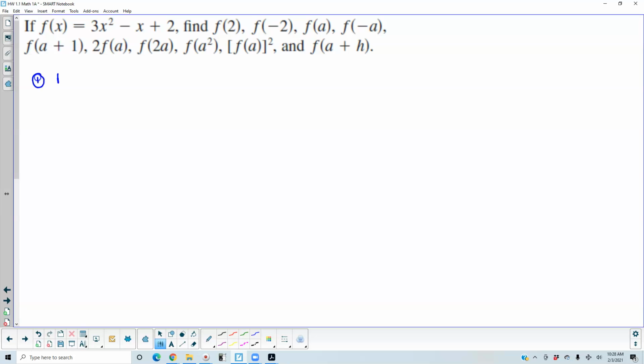Okay, we know that our function is f of x, which is equal to 3x squared minus x plus 2. We want to find f of 2. So that becomes 3 times 2 squared minus 2 plus 2. So that's going to equal 12.